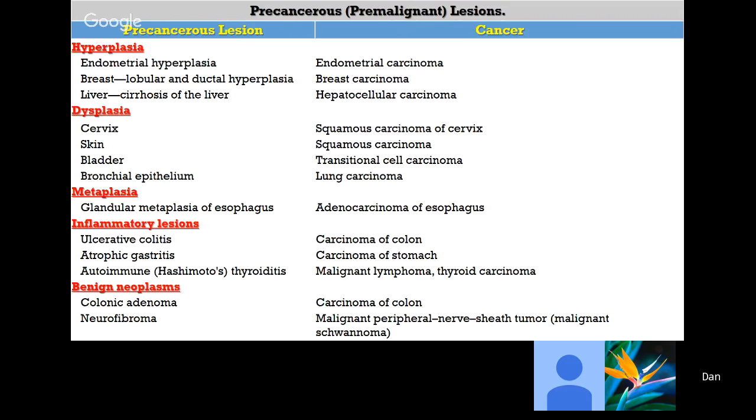Polyposis, usually chronic adenoma or polyposis, are always a risk. There's familial and non-familial, which we're going to talk about later on. But many of them are a risk of colorectal cancer. Any polyp that is bleeding, you need to remove it because there's a risk. Neurofibroma as well can have malignancy of the schwannoma. Usually, schwannomas are benign, but in this situation, it can become malignant. So know all these precancerous lesions.